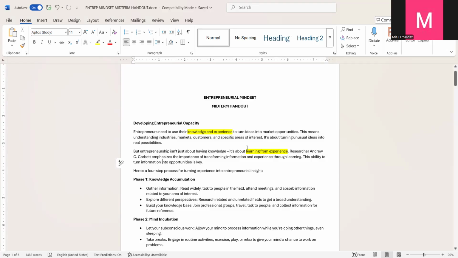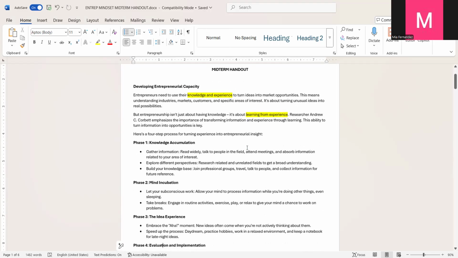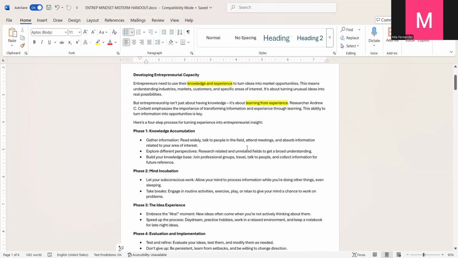Okay, so we have different steps in turning an experience into entrepreneurial insight. First is knowledge accumulation. Of course you have to read a lot, do your research, absorb information, and know the technical know-how of that certain industry. So you really need to study a lot so that you will know the basics.